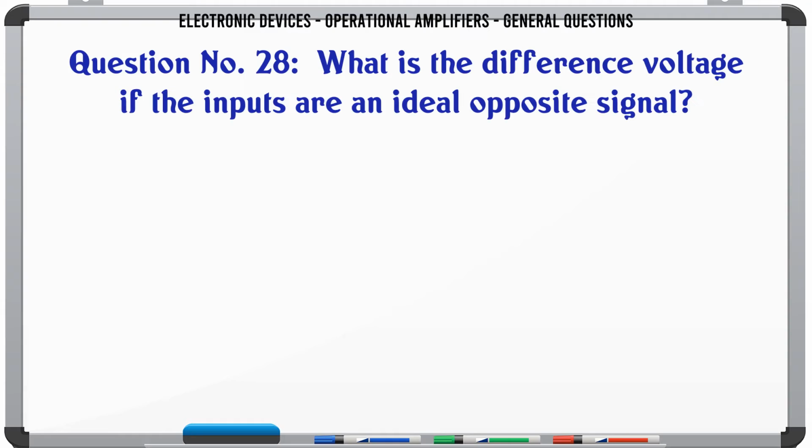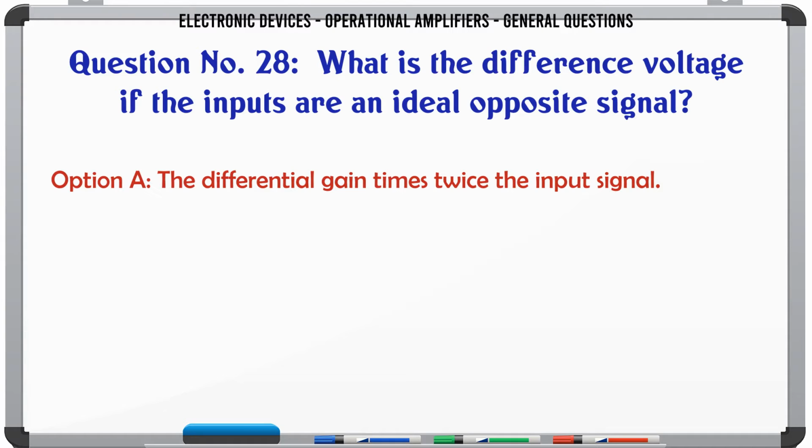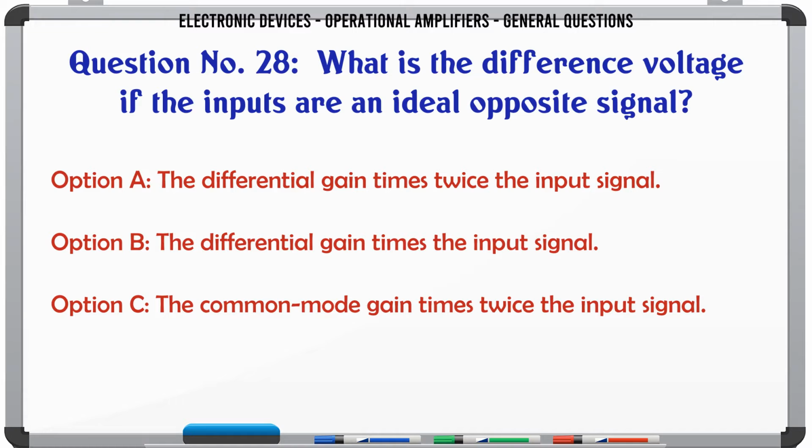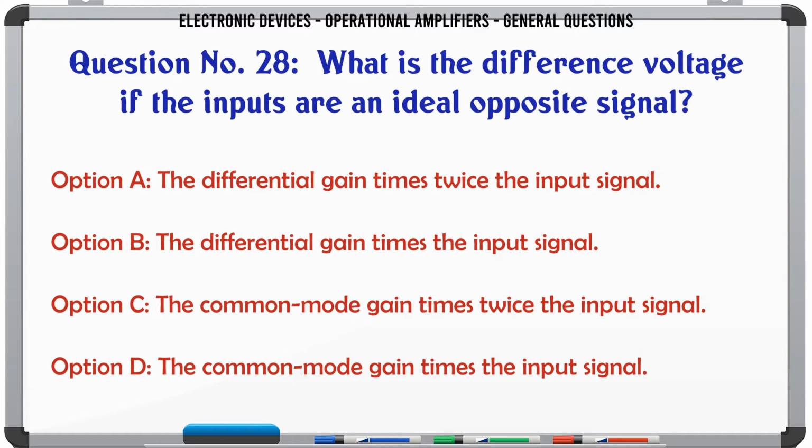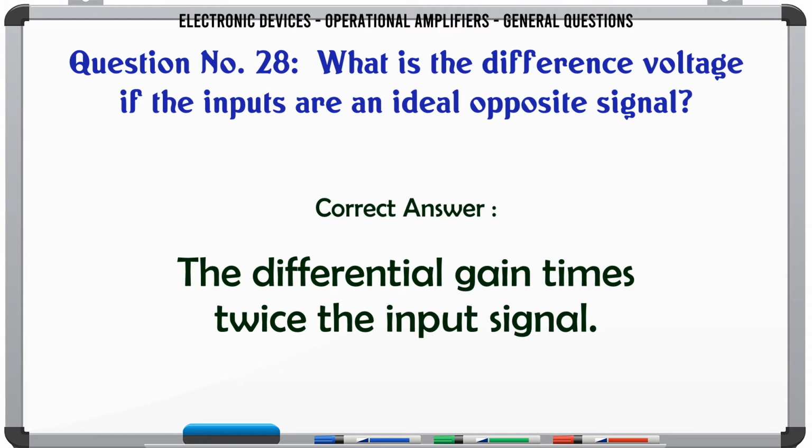What is the difference voltage if the inputs are an ideal opposite signal? A. The differential gain times twice the input signal. B. The differential gain times the input signal. C. The common mode gain times twice the input signal. D. The common mode gain times the input signal. The correct answer is the differential gain times twice the input signal.